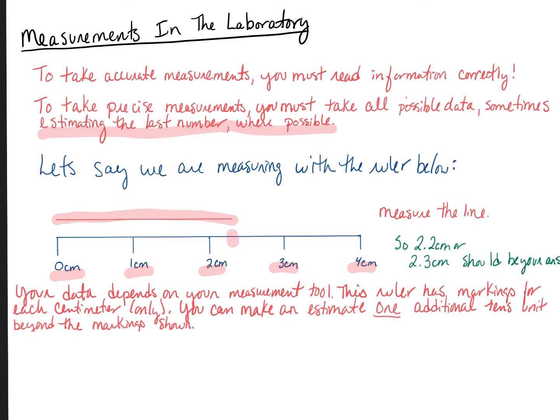That means that if I've got something that's coming about right here, I would probably estimate that to be 2.2 or 2.3 centimeters. Know that I can put the next tenths digit there, so 0.2 or 0.3. That is not in my measuring device, but that is something that we estimate. So our data is going to depend on our measurement tool. So we can only get to this level of precision with our data. You can't say that that's 2.356 centimeters. That would be incorrect to even attempt to do that.